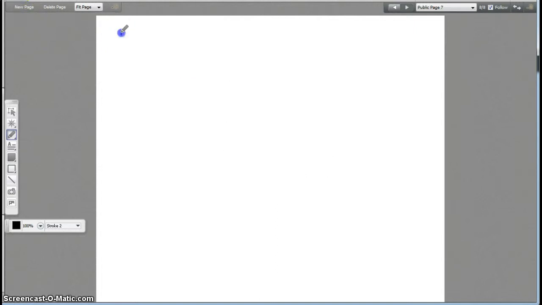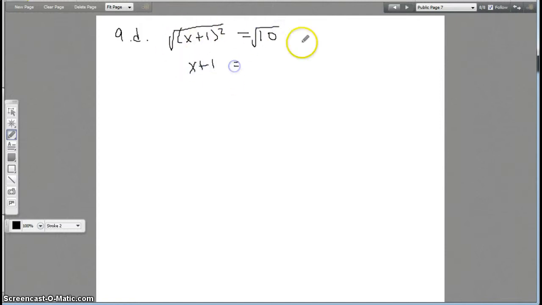Okay, let's look now at part D. So we're still going to do number 9. This time we're looking at part D, which is x plus 1 squared equals 10. Notice that for this problem, they always go ahead and give you the left side already in square form. So I'm going to take the square root of both sides. On my left side, I get x plus 1. On my right side, I have plus or minus the square root of 10.